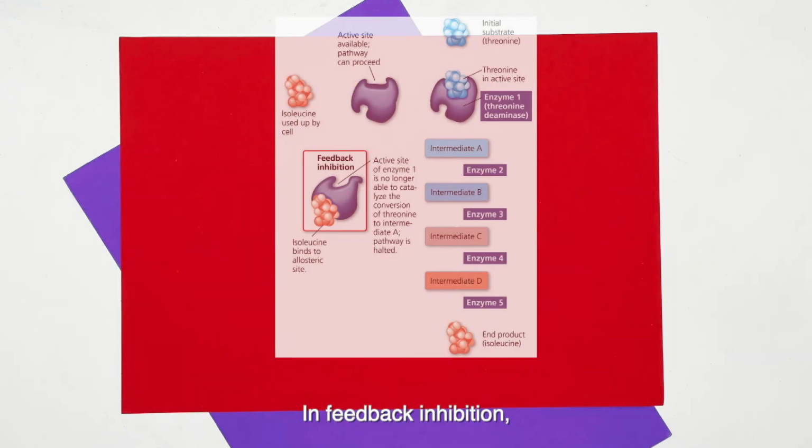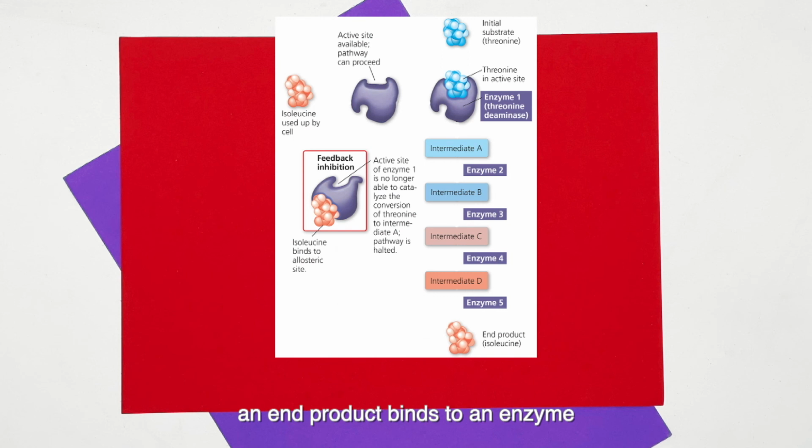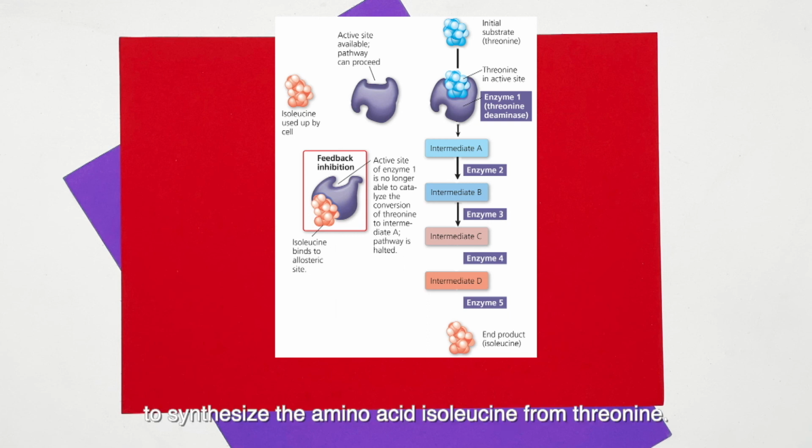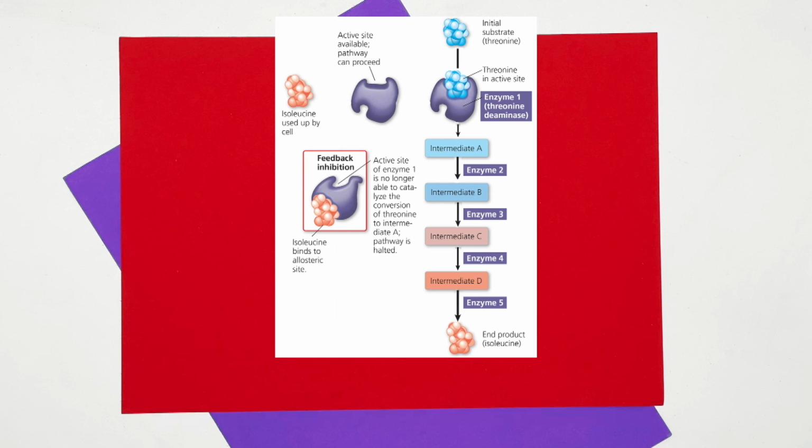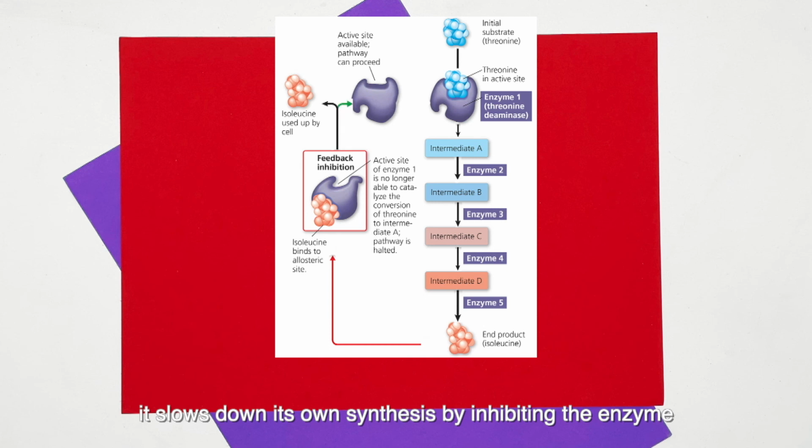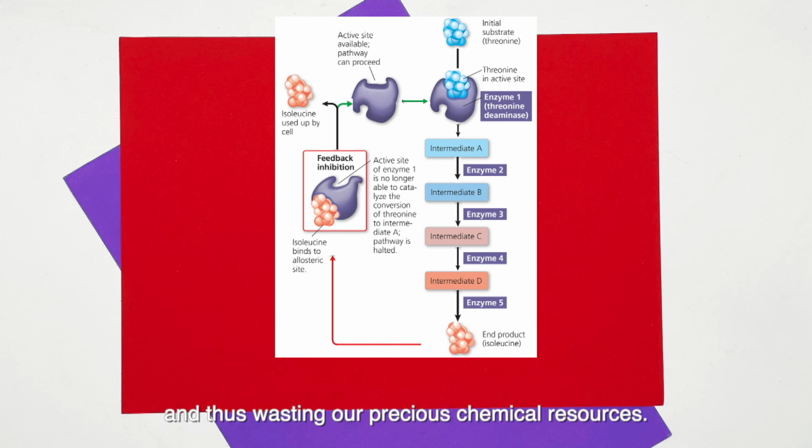And the last way to regulate enzymatic activity is feedback inhibition. In feedback inhibition, an end product binds to an enzyme that acts early in a metabolic pathway so that the pathway is halted. See the picture on the screen? Some cells use this 5-step pathway to synthesize the amino acid isoleucine from threonine. As isoleucine accumulates in the cell, it slows down its own synthesis by inhibiting the enzyme for the first step of the pathway. Therefore, feedback inhibition prevents the cell from making more isoleucine than is necessary, and thus wasting our precious chemical resources.